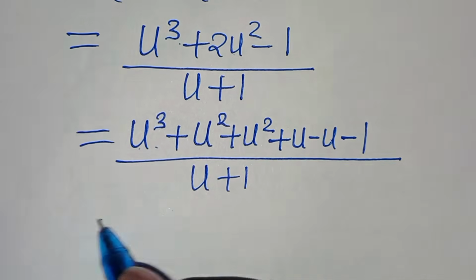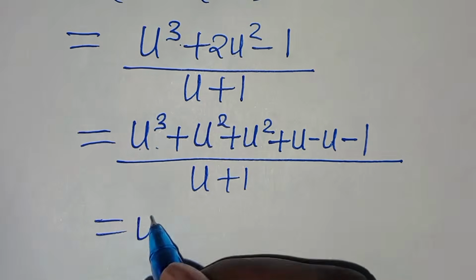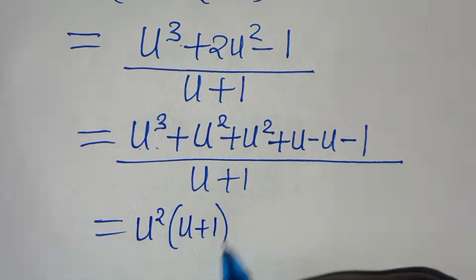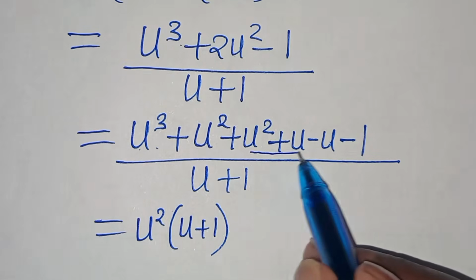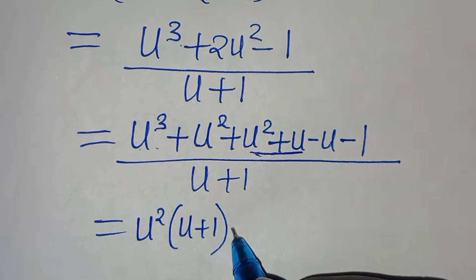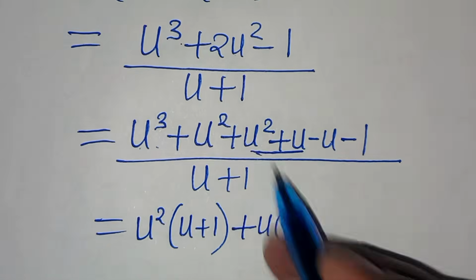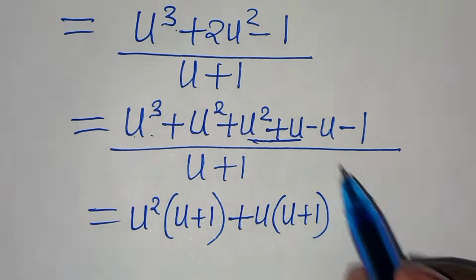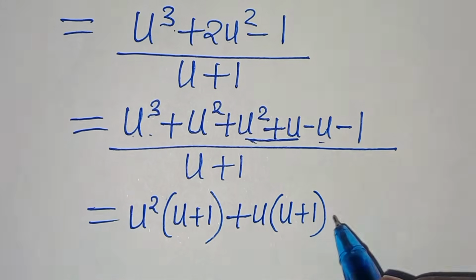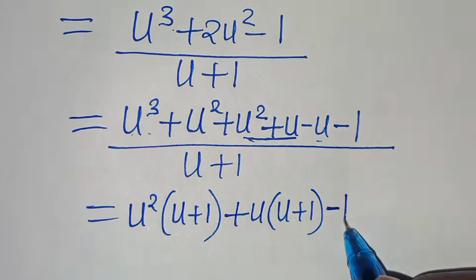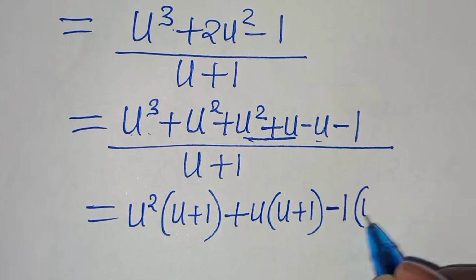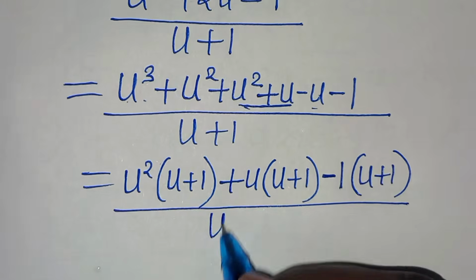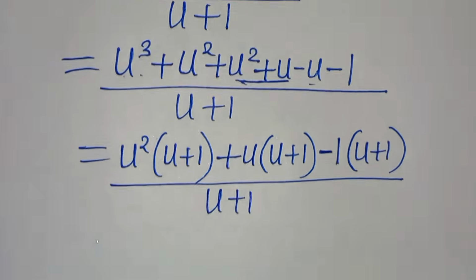Now, from here, u cubed plus u squared, we have that u squared is common here, so we can factor out u to the power of 2 into the parentheses. Here we have u plus 1. Then the second part here, we have that u is common, so we have plus u into the parentheses. This is u plus 1. Then lastly here, we have that 1 is common, so we can factor out 1 into the parentheses. This is u plus 1. Everything here divided by u plus 1.